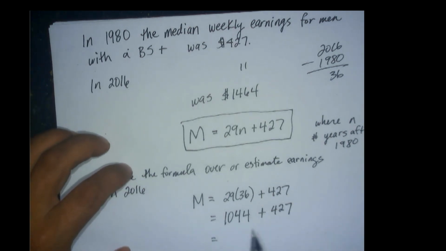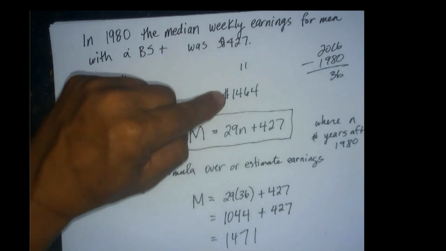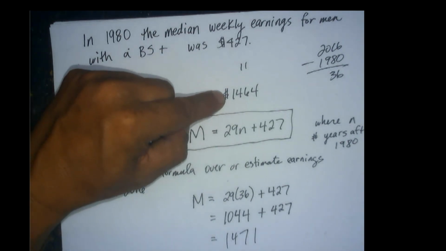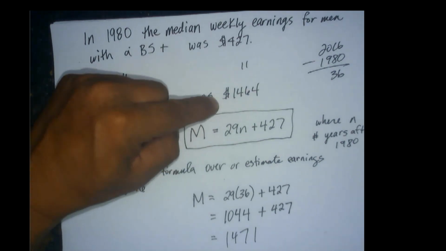we get, I actually have the answer in front of me and I did the multiply anyway. 4 and 7 is 11, carry a 1. 4 and 2 is 6, it's 7, and 1471. Okay, so this is what they calculated, and this is the actual. Does this value overestimate or underestimate the actual value? It overestimates the actual. Very good.